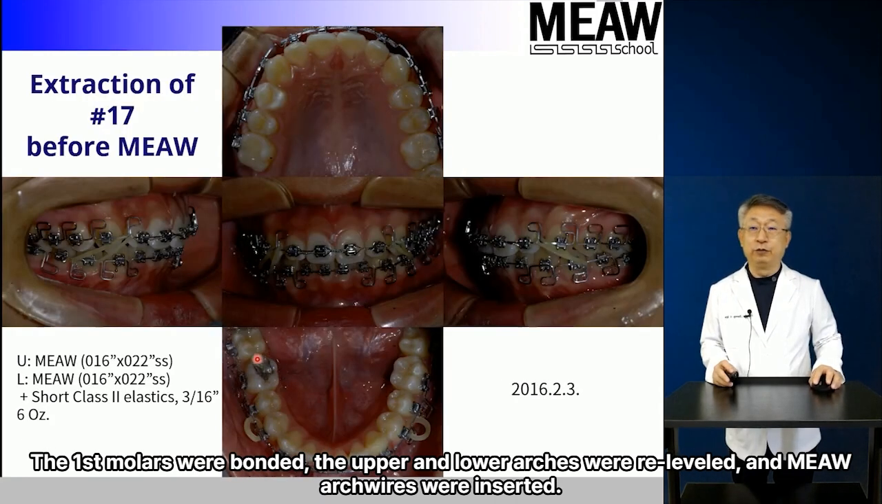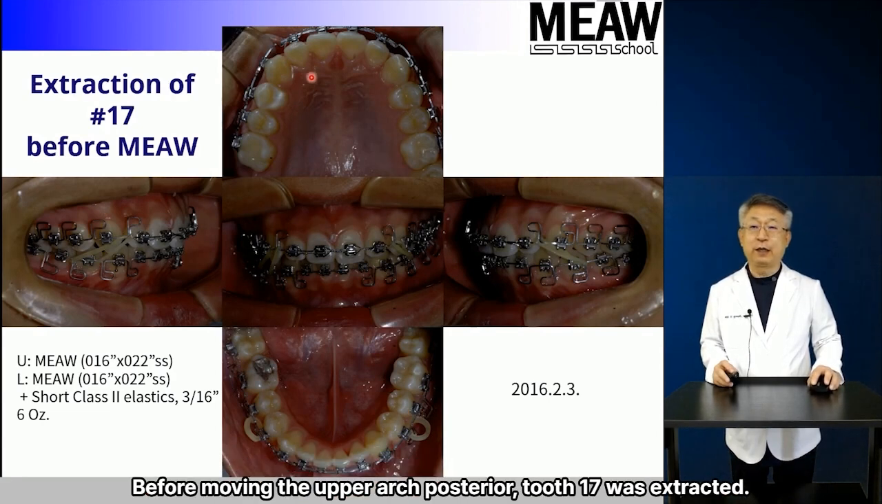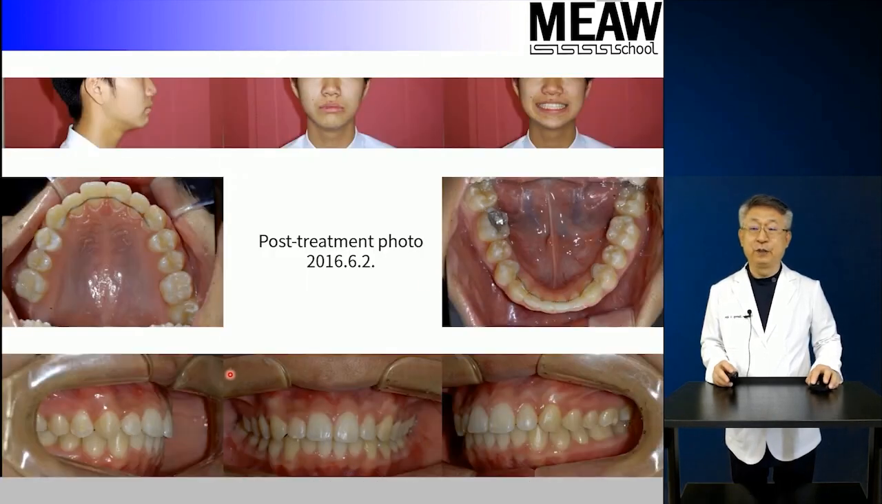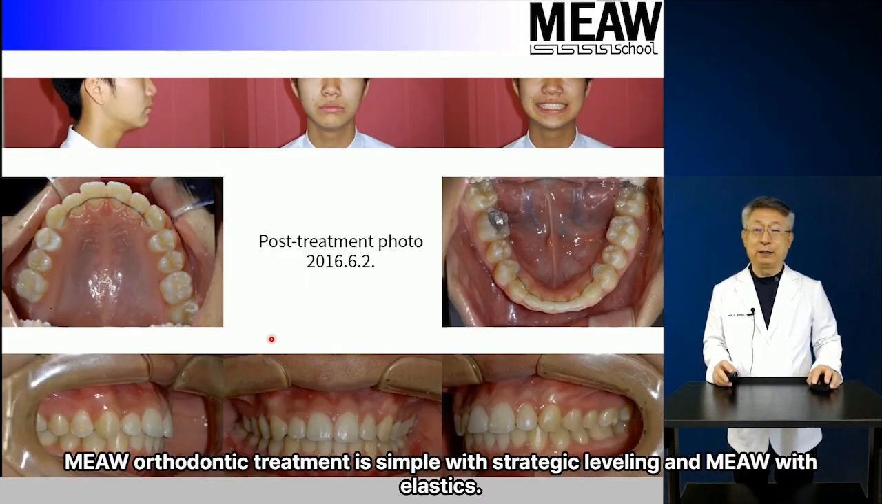The first molars were bonded, the upper and lower arches were re-leveled, and Mio arch wires were inserted. Before moving the upper arch posterior, tooth 17 was extracted. Elastics were used to establish Class 1 canine keys and matching midlines. Mio orthodontic treatment is simple with strategic leveling and Mio with elastics.